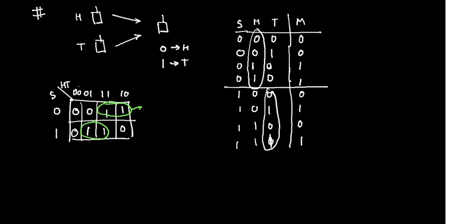What is the expression for this? S bar H. And what is this? S T. Simple, right? So the function M can be realized as S bar H plus S T. How simple this is. When S is 0, you receive the data from H. When S is 1, you receive the data from T. Simple one. So what is the crux of this?